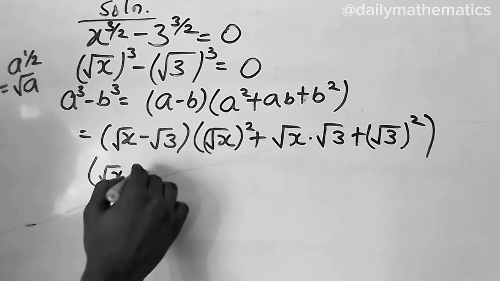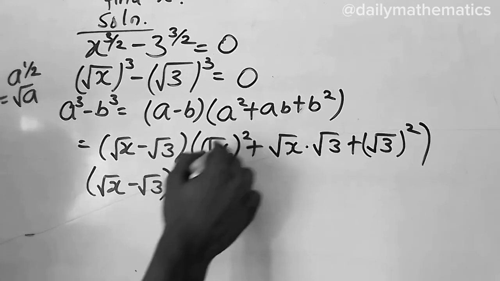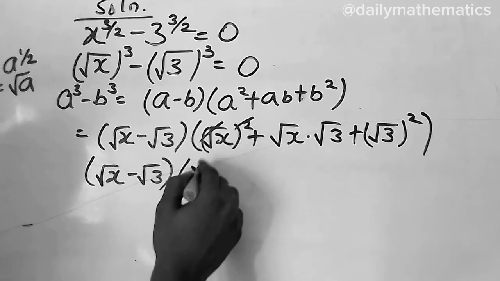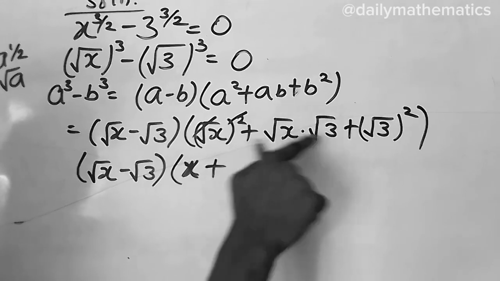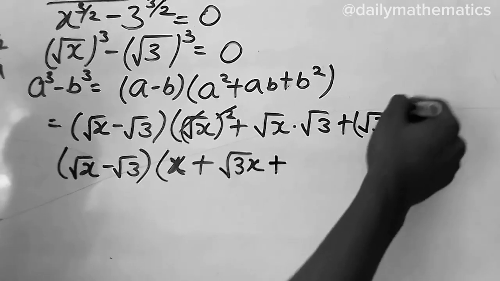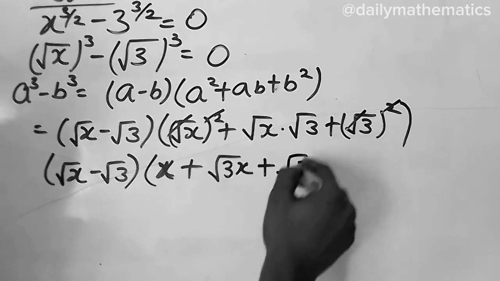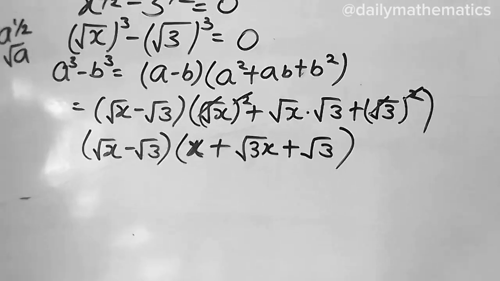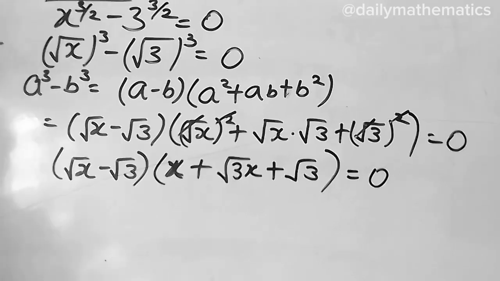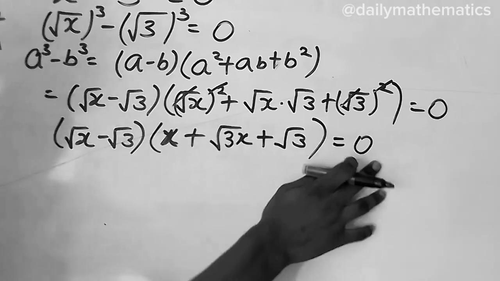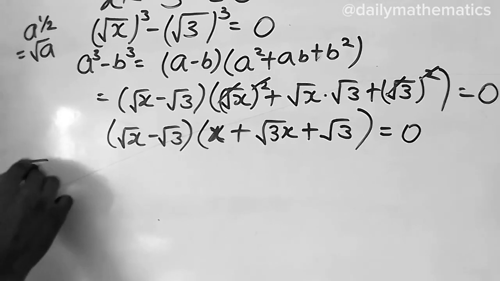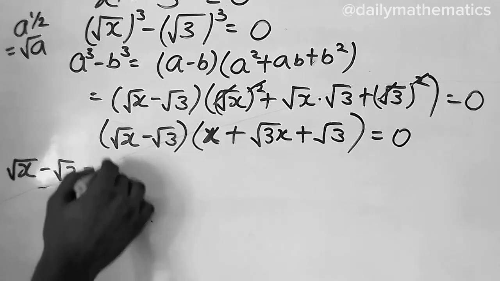We have root x minus root 3, and now in the second bracket, square and root cancel, we have x plus, and then this multiplied by this, we have root 3x, plus root 3 squared, which is 3, equals 0. We'll not forget our equals 0. So from here, we'll now equate each bracket with 0. We have root x minus root 3 equals 0.